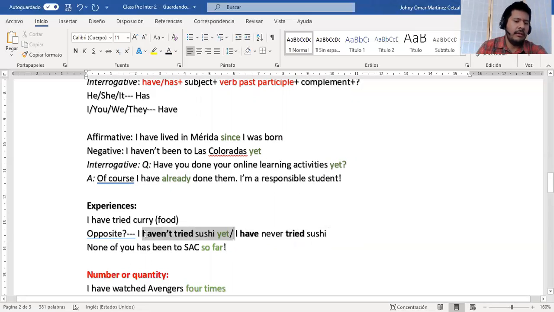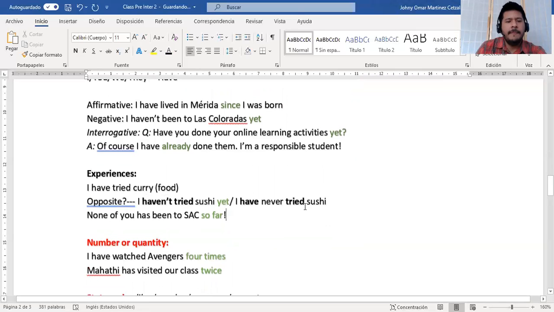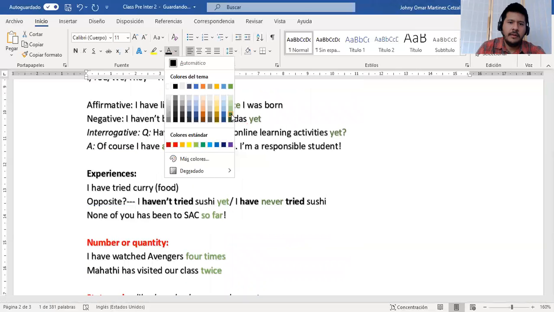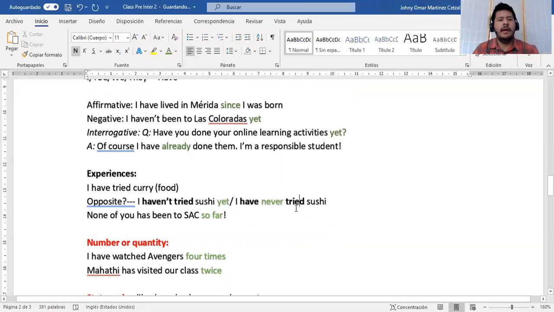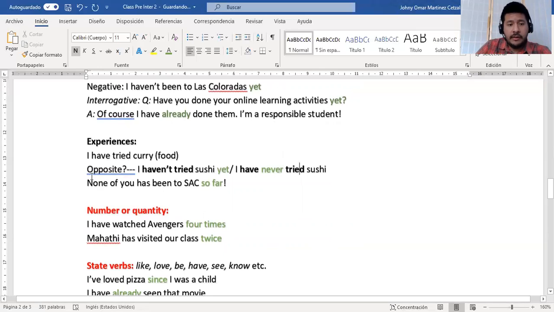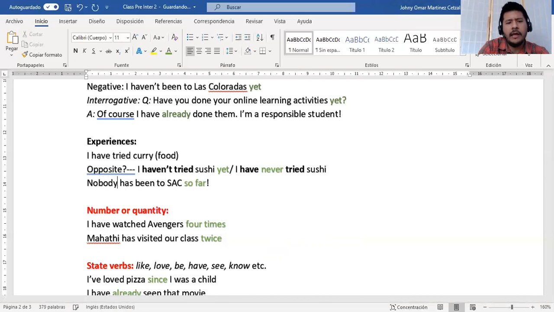The easy way is this one, okay? And this is another way that you can say it. Now we move on. I'm going to change this one to green because it's another word that we could use with this, okay? Another phrase could be, "None of you has been to SAC so far." So none of you is the same as nobody. So "nobody has been to SAC" and "none of you has been to SAC so far" are completely correct.